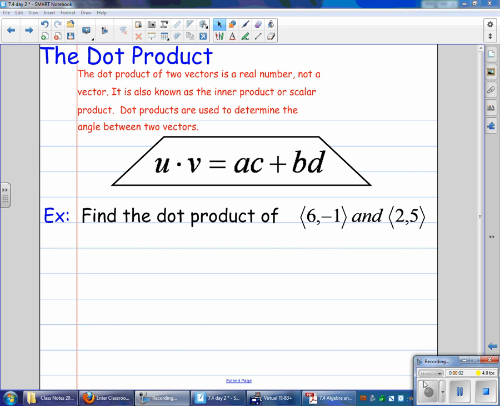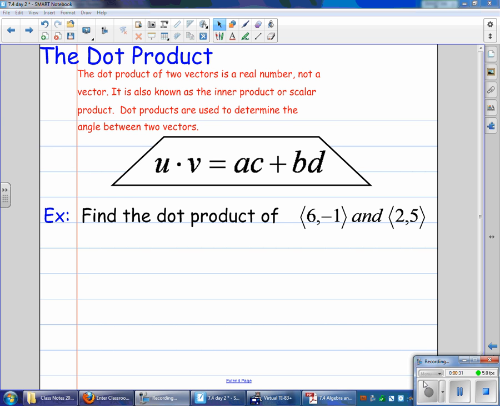Okay, the next topic in vectors here is going to be something called the dot product. The dot product is kind of a unique little formula here. It's going to take two position vectors and, with a series of operations, a little multiplying, a little adding and subtracting, give us a real number. And that real number is useful for a couple different things when we're working with these vectors.